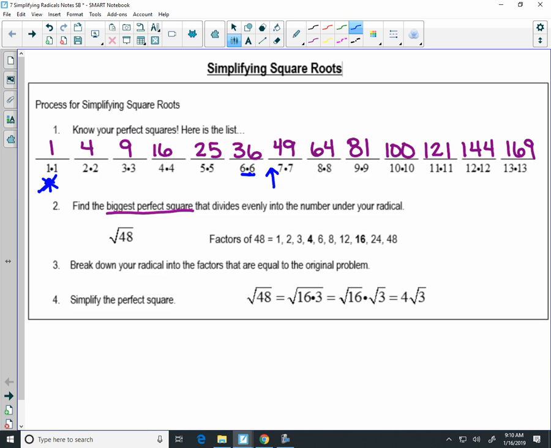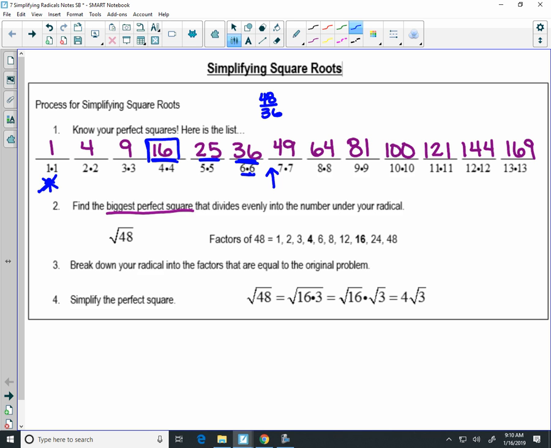So then I'm going to say, does 36 go under 48? No, 36 doesn't go under 48. And if that's something you need to test on your calculator, do 48 divided by 36, and you get a decimal there. So do the same thing for 25. Does 25 go under 48? Nope. Does 16 go under 48?